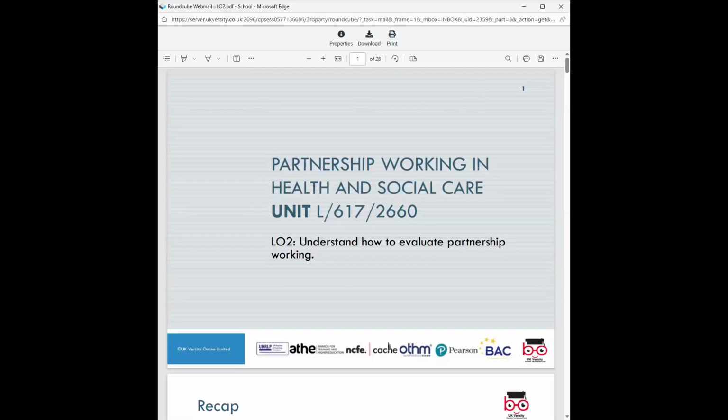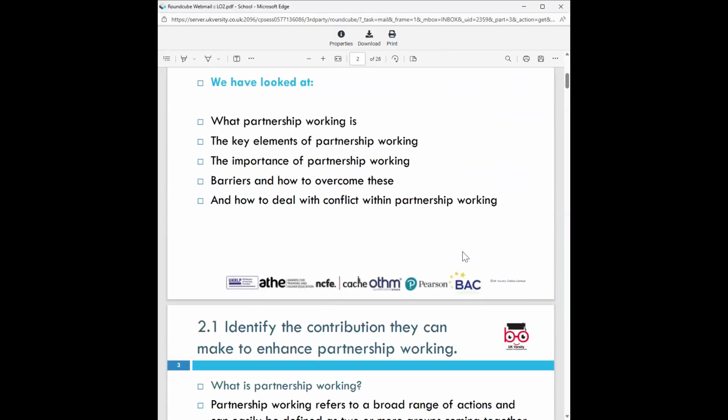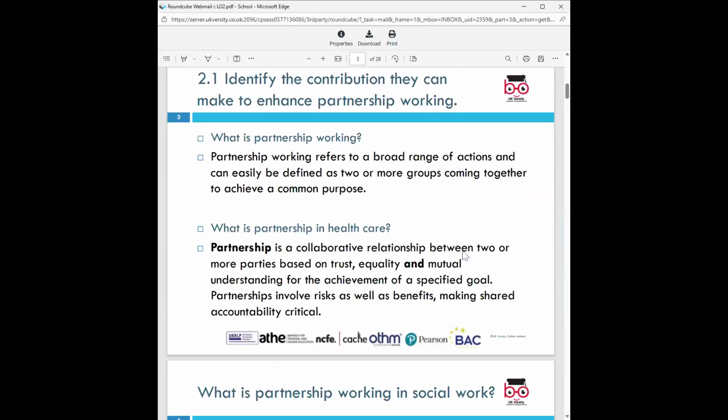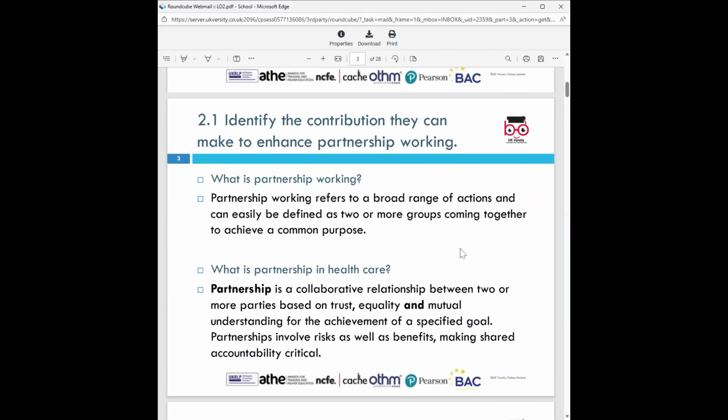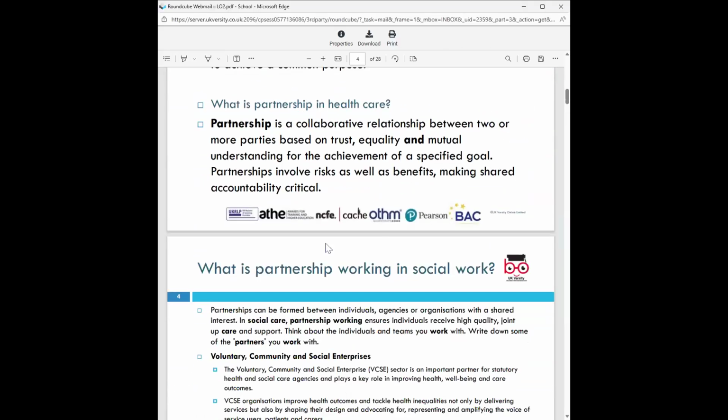So the next learning outcome is to understand how to evaluate partnership working. Okay, so we'll be looking at what partnership working is, the key elements, the importance and barriers. Okay, so 2.1, identify the contribution they can make to enhance partnership working. So like we said, partnership working is two or more groups of people coming together to achieve a common goal, and they try to work together with the use of training and resources. What is partnership in health and social care? That's a collaboration between more parties to make sure there's equality and mutual understanding for a specified goal.